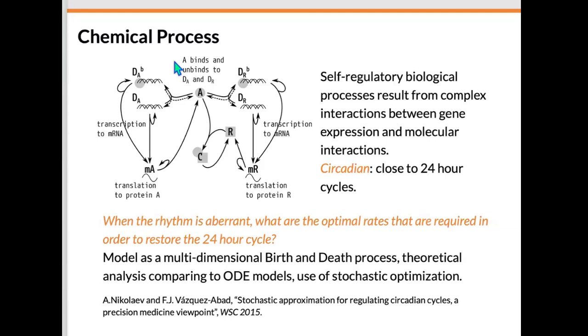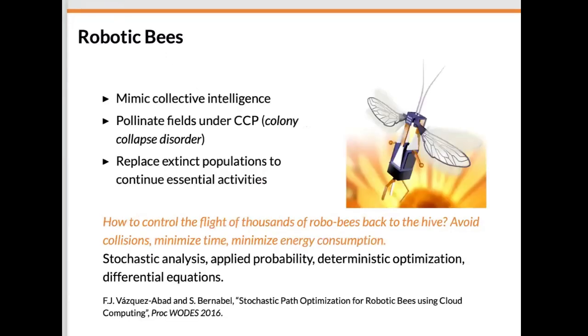So basically, we modeled the problem as a multidimensional birth and death process. So this is basically your Markovian type of chains and everything, and you're using the standard clock model for simulations and things like that. We did a little bit of a theoretical analysis where we compared to ODE models, and we actually have a result that explains when the two models are not equivalent. So that was published. And again, Alexei was the student and I was the supervisor. So we use stochastic optimization as well. So those are the techniques that we were using there.